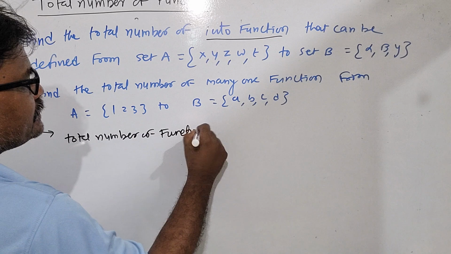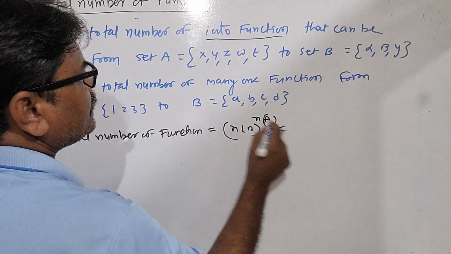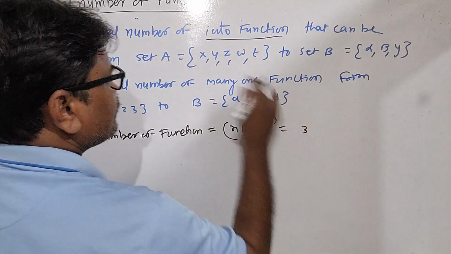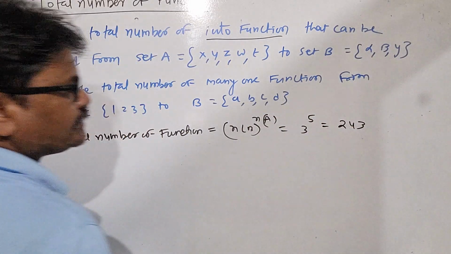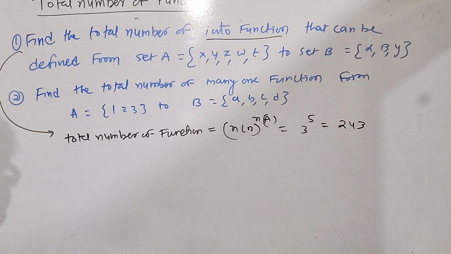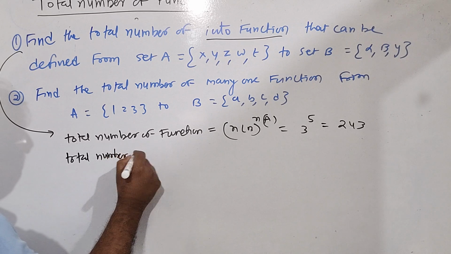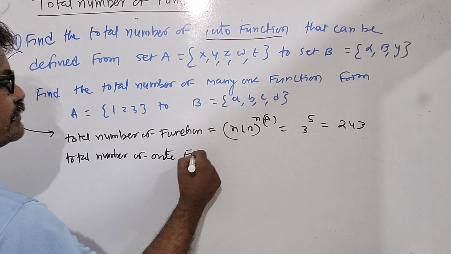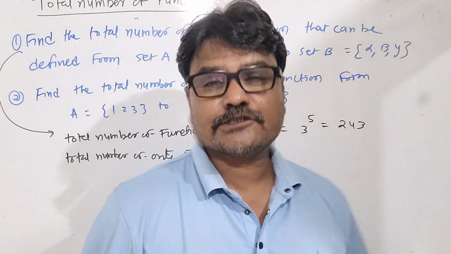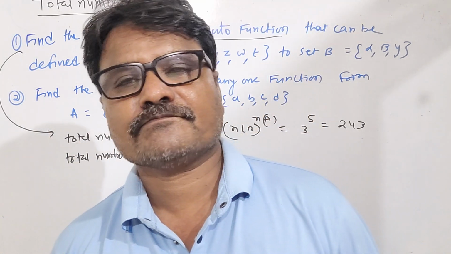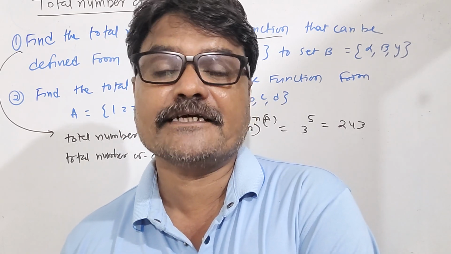Total number of functions is n(B) power n(A), formula is over. n(B) is 3, n(A) is 5, 3 to the power 5. I think this is 243. Okay, fine. The total number of onto functions we have to calculate. Now onto function means equivalent to the distribution of distinct objects in the distinct boxes so that each box can get at least one object.